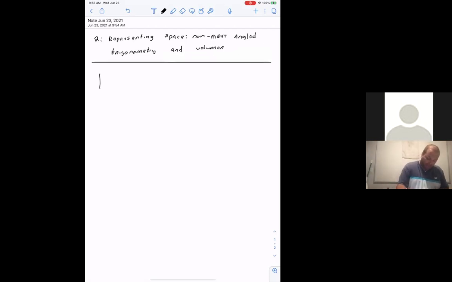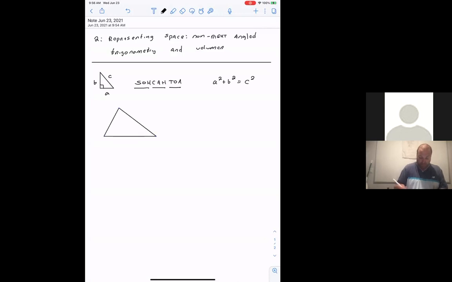So for right-angled triangles, there were two mathematical ideas that were appropriate. SOHCAHTOA, sine, cosine, and tangent, and the Pythagorean theorem, a squared plus b squared is equal to c squared, where c is the hypotenuse. Neither of those can be used for a non-right-angled triangle.